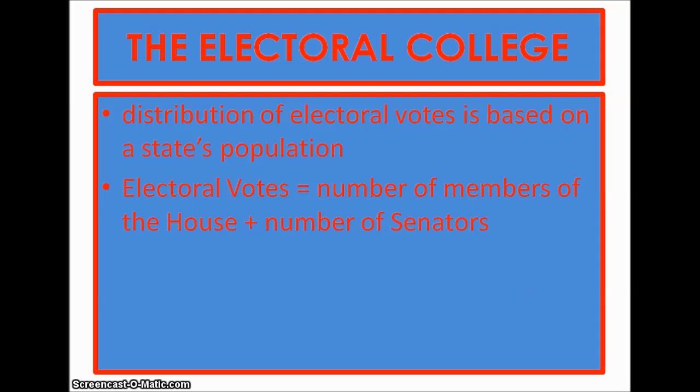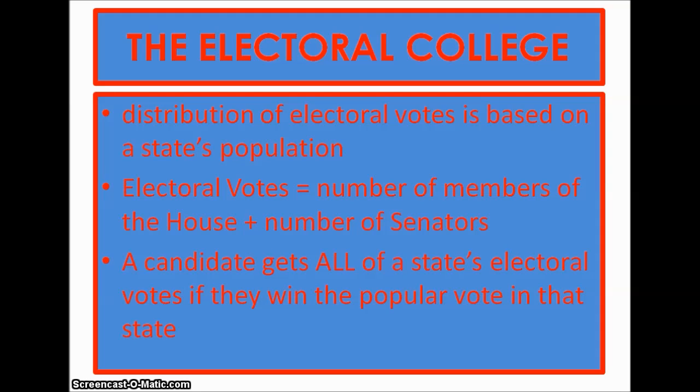So Pennsylvania, for example, has 18 members of the House of Representatives. You add together the 2 senators, and Pennsylvania has 20 electoral votes. And with the exception of Nebraska and New Jersey, states award their electoral votes based off the popular vote. So in other words, whoever wins the most votes in that state gets all of the state's electoral votes, regardless of how close the actual election is in that state. There is no equal division of the electoral votes. It is completely based upon winner take all, like I said, except for Nebraska and New Jersey.